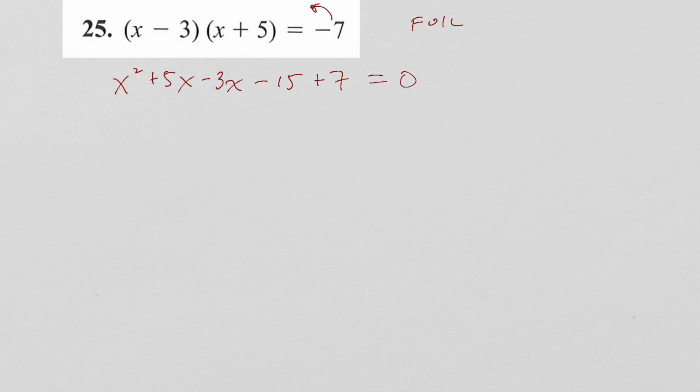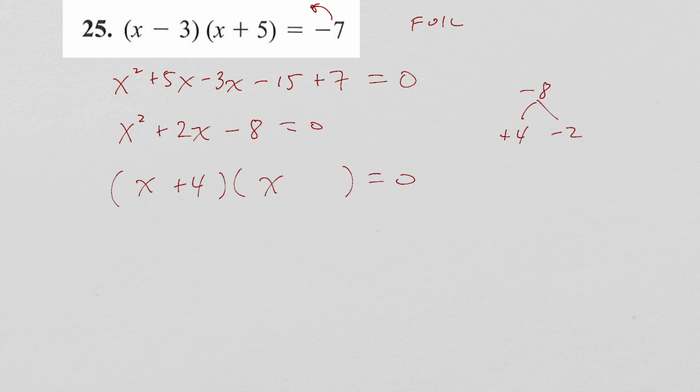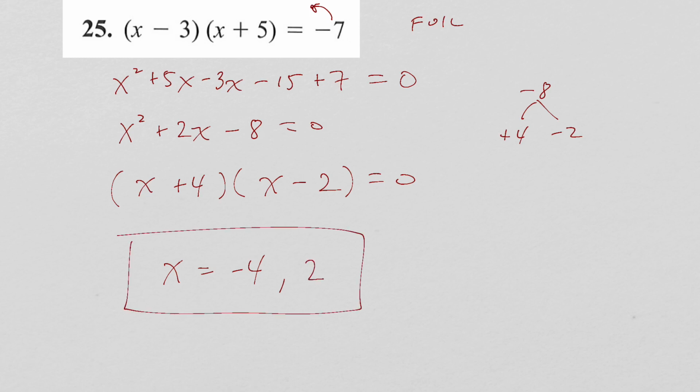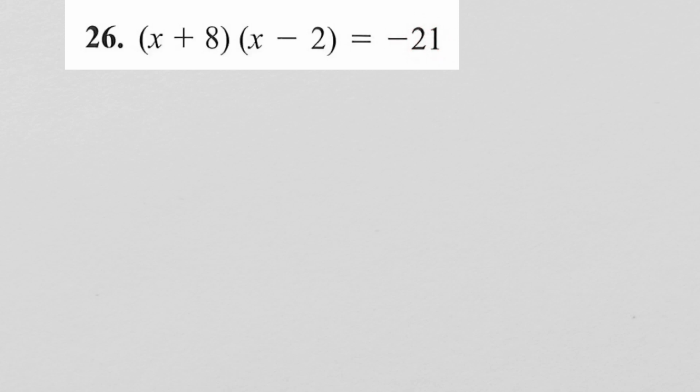Now I'm going to recombine and factor. So I have x squared, positive 5 and negative 3 give me a positive 2x. Negative 15 and positive 7 give me a negative 8. So now I can factor this. Factors of negative 8 that add up to 2 are positive 4 and negative 2. So this gives me x is equal to negative 4 from the first one and positive 2 from the second. That's it.